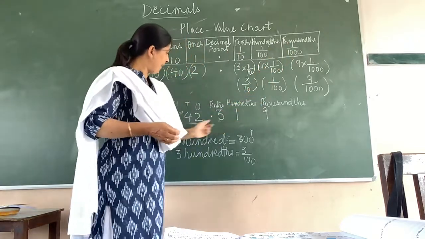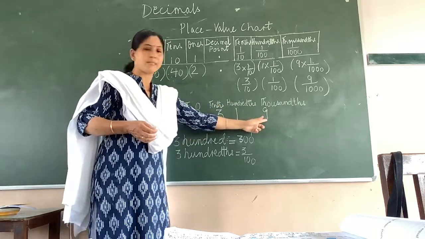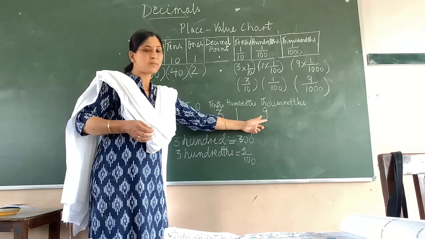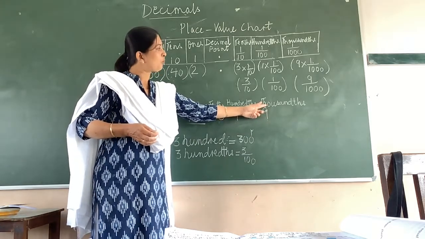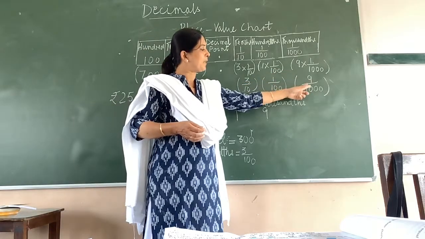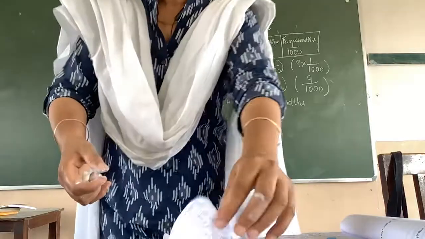So if we take this number, the third digit after the decimal is 9. What is its place value? Its place value is 9 thousandths. And how do we write 9 thousandths? 9 over 1,000.